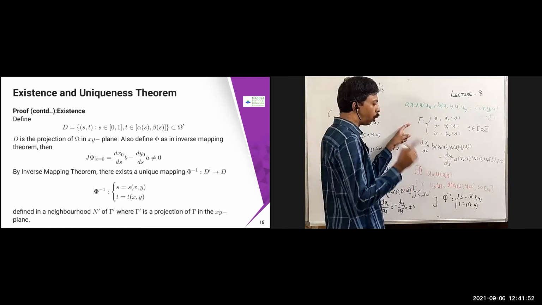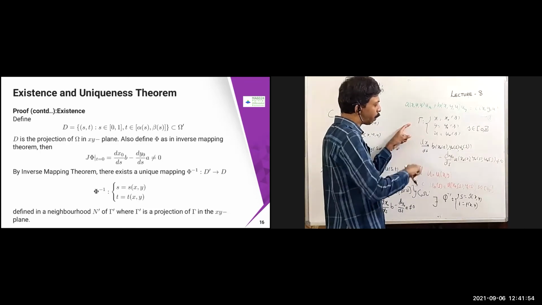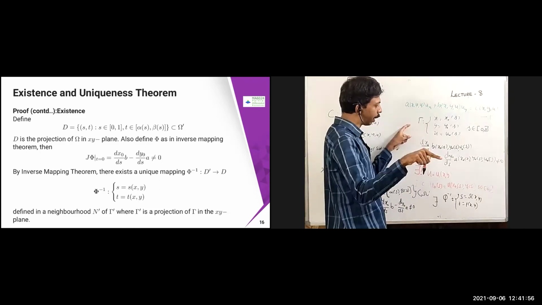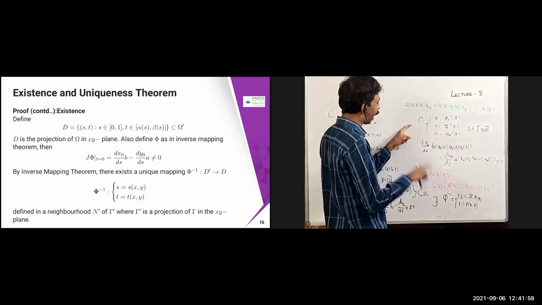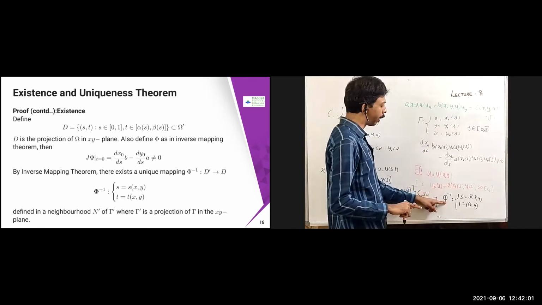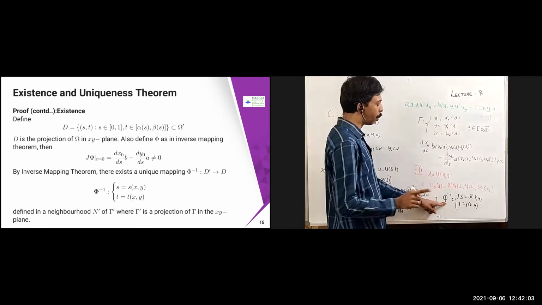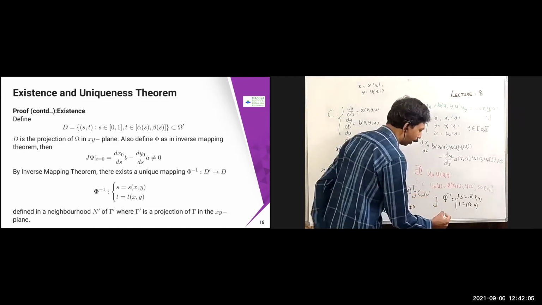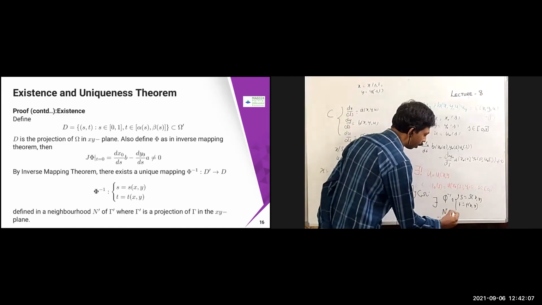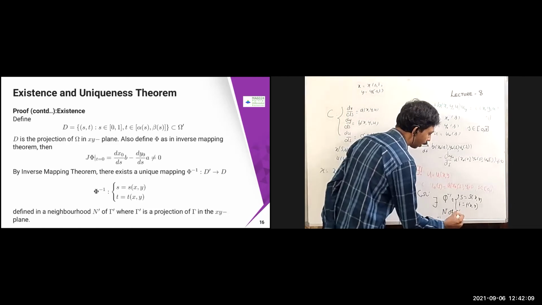So now I am going to have an inverse mapping. That means I am going to have it on the other side also, and I have to define what that is. This is going to be defined in a neighborhood of n dash, the neighborhood n dash of gamma dash.